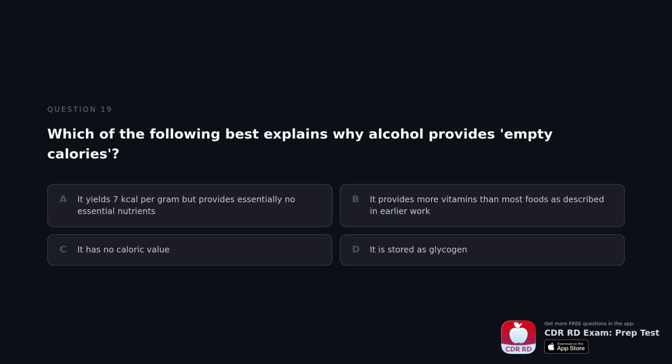A. It yields 7 kcal per gram, but provides essentially no essential nutrients. B. It provides more vitamins than most foods as described in earlier work. C. It has no caloric value. D. It is stored as glycogen.